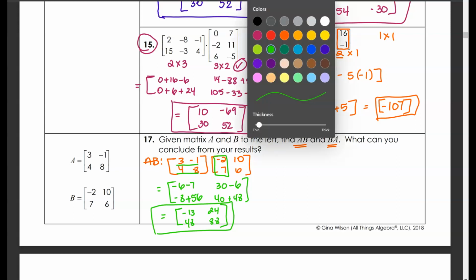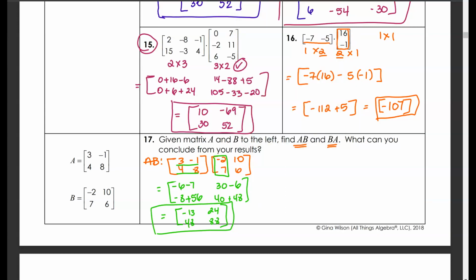Okay, let's look over here. Let's look at the next one. Here we're looking at B times A. So in this case, we're taking negative 2, 7, 10, 6, and we're multiplying that by 3, 4, negative 1, 8. So negative 2 times 3 is negative 6. And then we have 10 times 4, which is 40. Then we have 7 times 3, which is 21. And we have 6 times 4, which is 24.